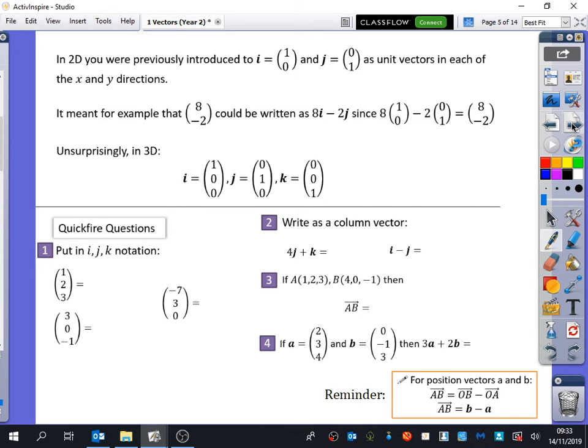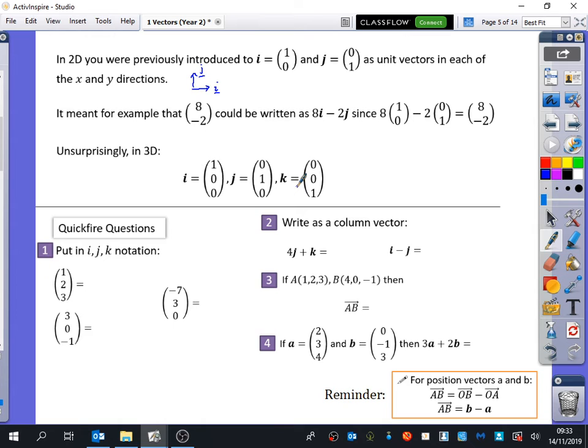So in 2D, we looked at that the i vector was (1, 0) and the j vector was (0, 1). They are unit vectors in the x and y directions. We would normally say that you have i going to the right, j going up. That's the standard notation. So (8, -2) could be written as 8i minus 2j, because it's 8 lots of i, and it's taking away 2 lots of j. The k vector gets added in for (0, 0, 1). So 1 is the k position down there. That's what it would be for the k vector.